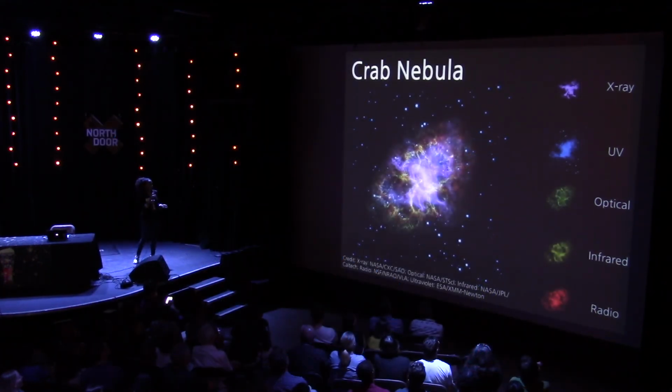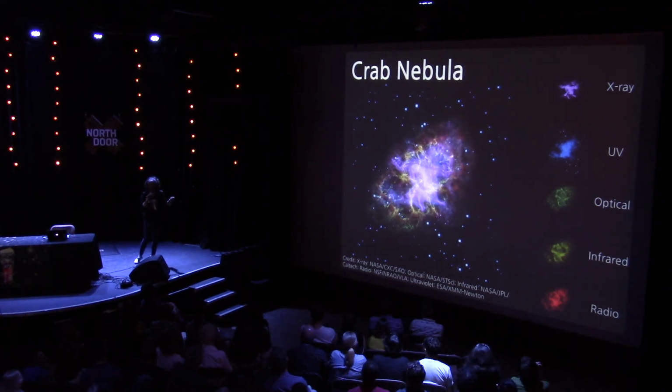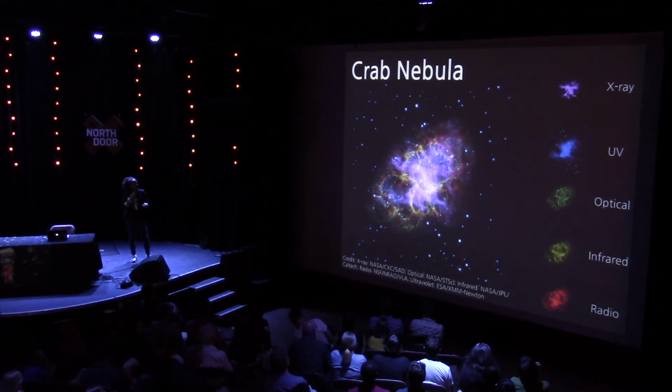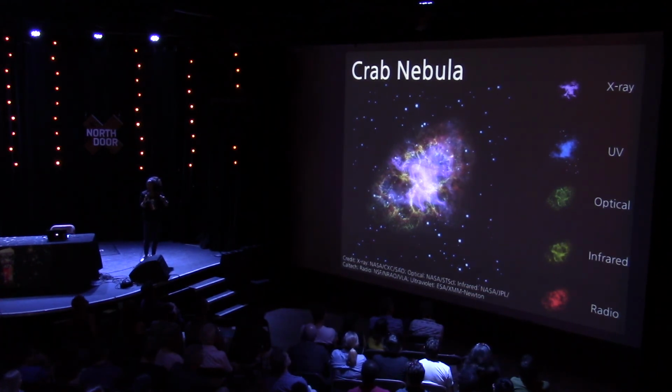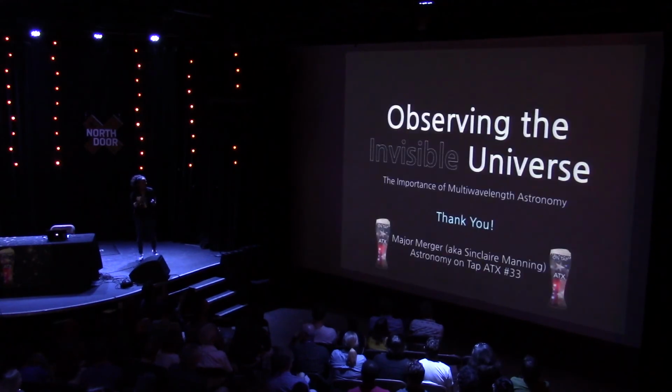You can see a lot more substructure that you couldn't see before, and I don't do research on nebulae, but I don't know, it's a great candidate to say this is why it's so important to look at multi-wavelength astronomy. So hopefully I've convinced you all that if you want to know the most about an astronomical object, you really have to look at the entire electromagnetic spectrum, because you never know what you might be missing. Thank you very much.